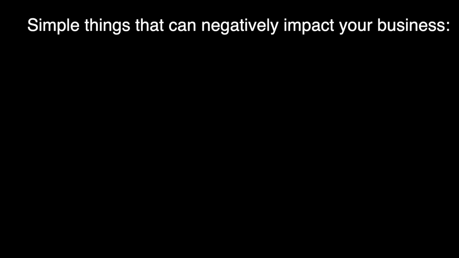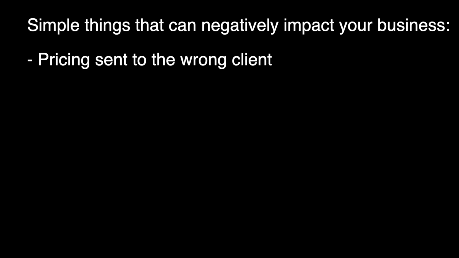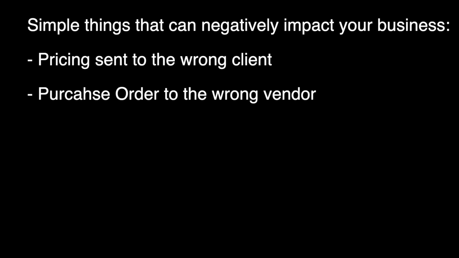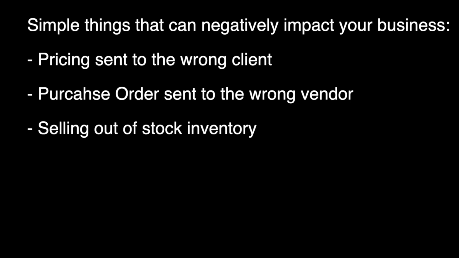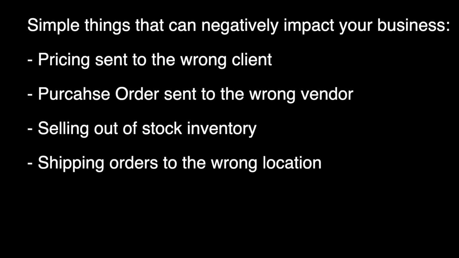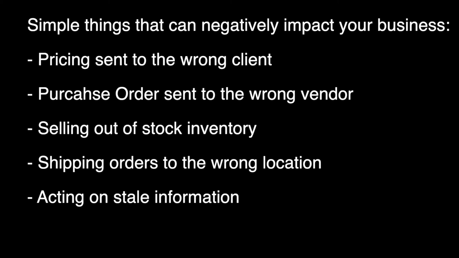You may say, well, that's never happened to us. But I think we've all had incidents where we've had it happen to ourselves, or we've heard of someone who's done it, where the price sheet or the invoice got emailed to the wrong customer. You sent a PO to the wrong vendor. Maybe you've sold something you didn't actually have in stock, right? That happens. Maybe you shipped the thing you sold to the wrong location. Employees may have acted on old information because they didn't get the latest updates. While these things sound simple, they do happen all the time.